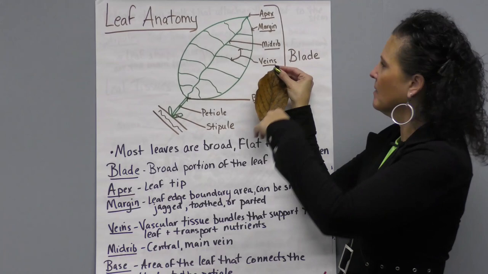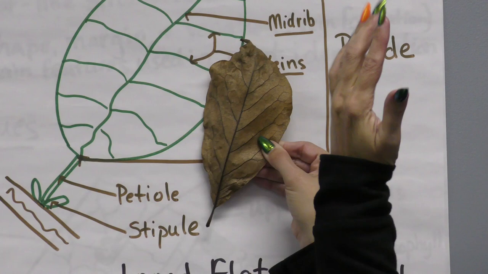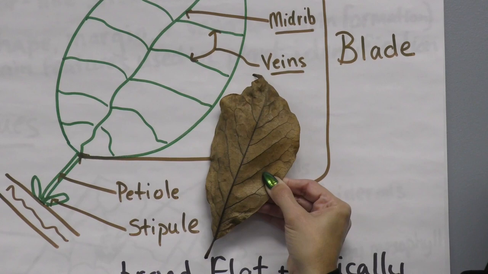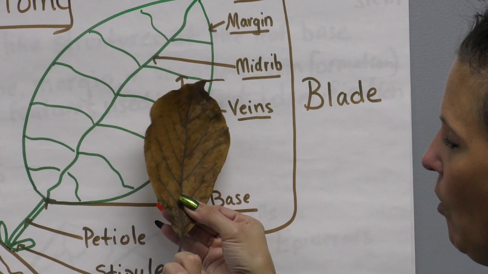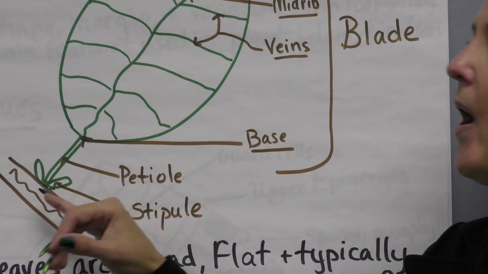Along the side here is the margin. If I flip it over, it's easier to see the midrib. This one line that goes straight down the center is the midrib. And then these that radiate off of there are called veins, just like in your body. Those are veins. Down here is the base of our leaf. We've talked about the petiole, which is this part that would connect that leaf to the stem. And then sometimes we have these little tiny leaf-like structures that are called stipules, and they're here at the bottom of where the petiole joins to the stem.